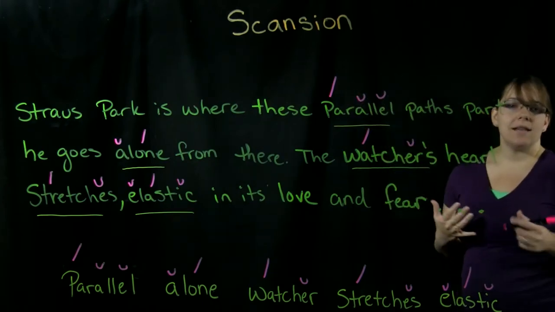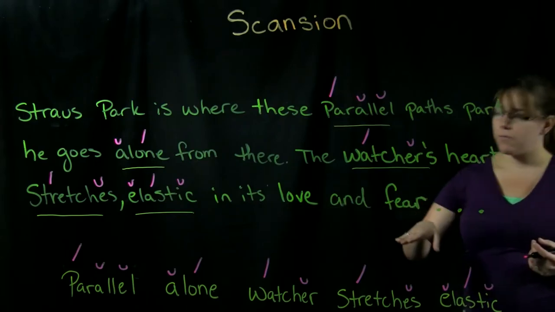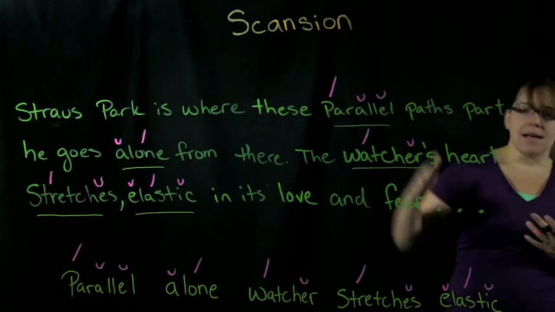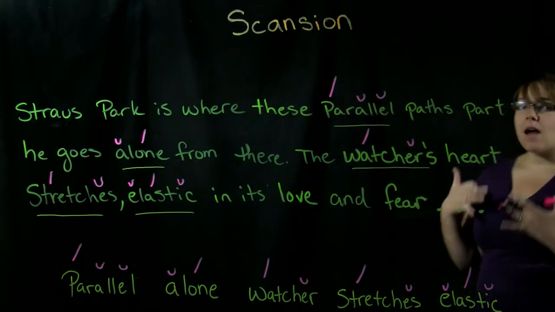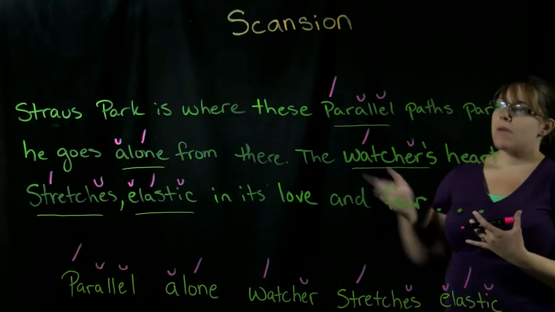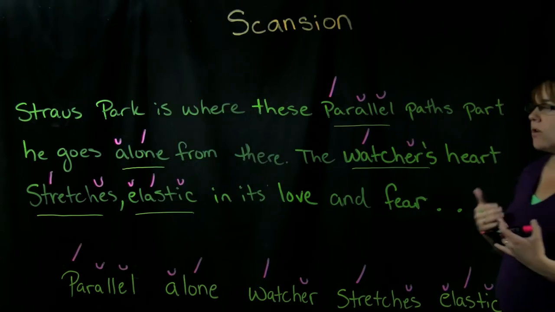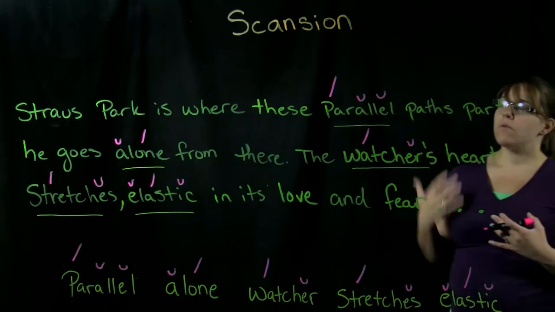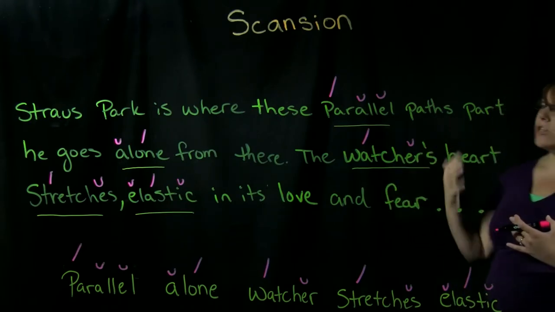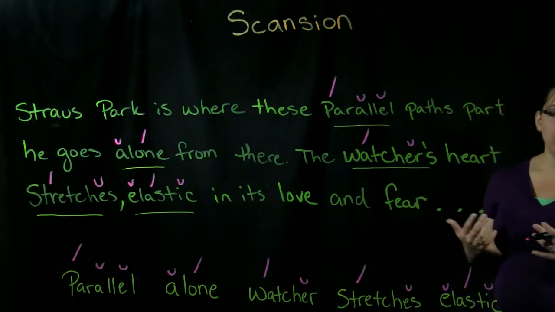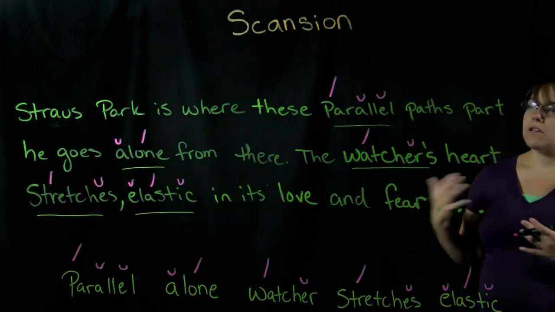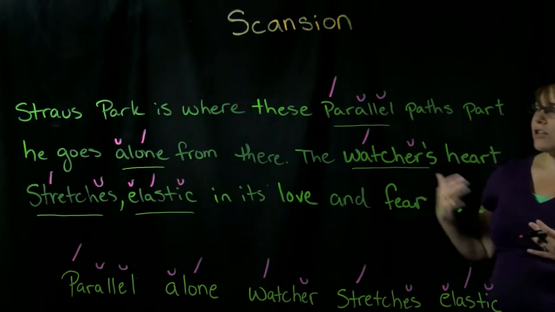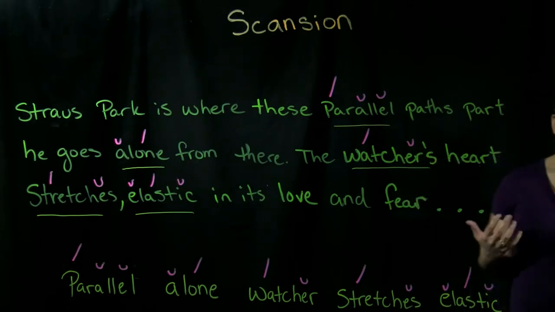Now we need to go through and scan the little words. Now at this point, we've had a little bit of practice pronouncing our words. So we're gonna read these lines a couple of times, and then I'm really gonna stress to you what I hear, and I'm gonna mark the rest of the scansion, okay? So, Strauss Park is where these parallel paths part. He goes alone from there. The watcher's heart stretches, elastic in its love and fear. Strauss Park is where these parallel paths part. He goes alone from there. The watcher's heart stretches, elastic in its love and fear.